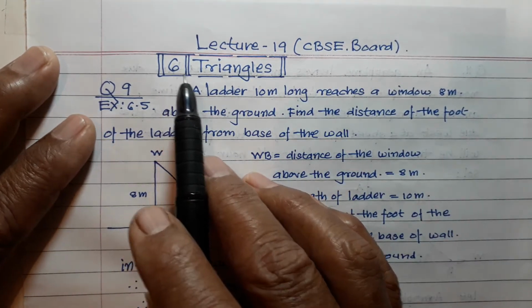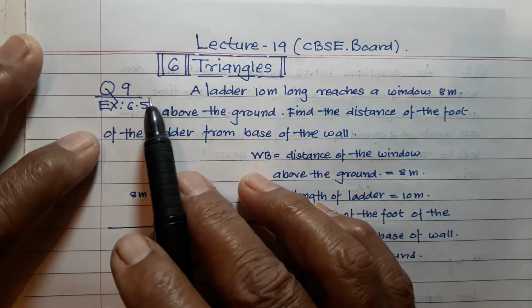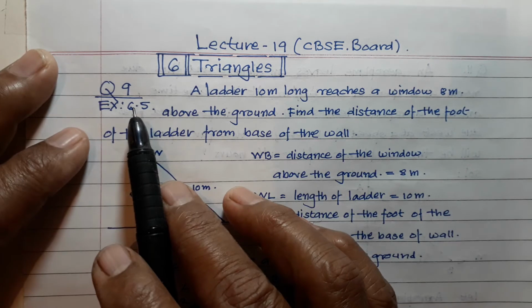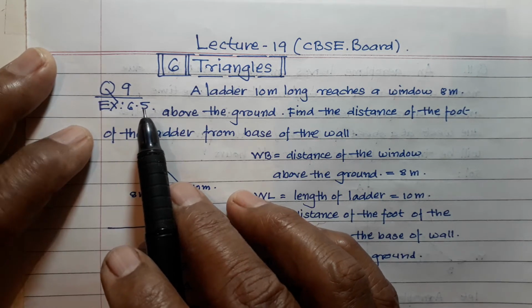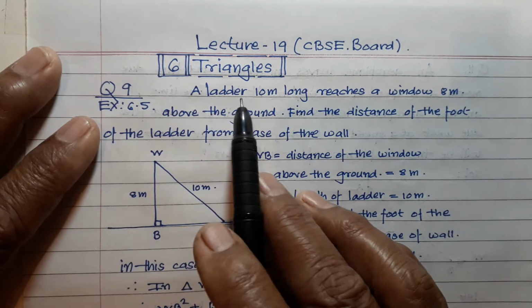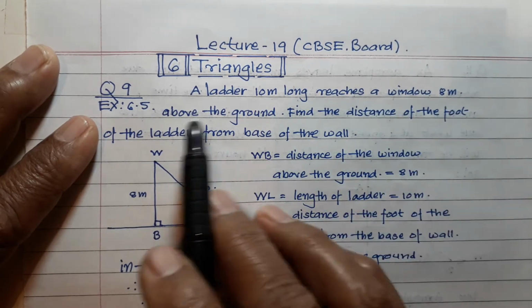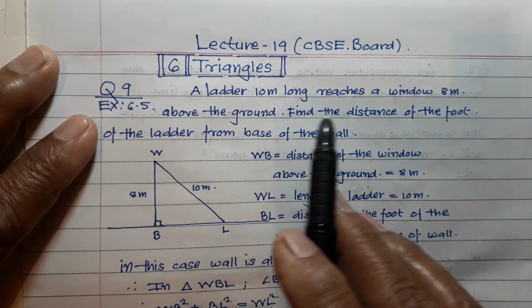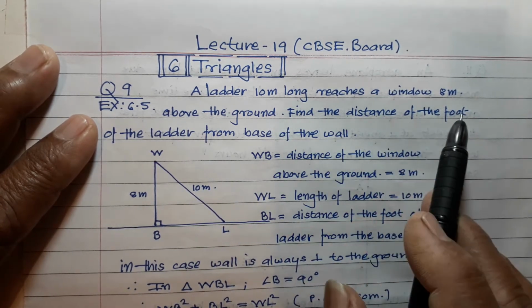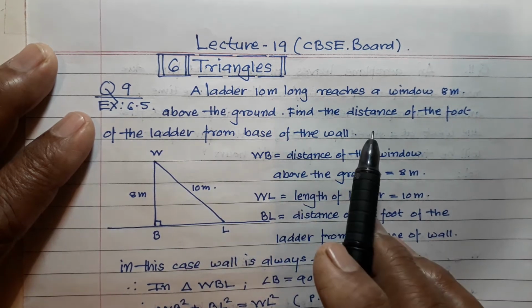Chapter number 6 Triangles. In this lecture, I am going to explain some examples from exercise 6.5, question number 9. A ladder 10-meter long reaches a window 8 meter above the ground. Find the distance of the foot of the ladder from base of the wall.